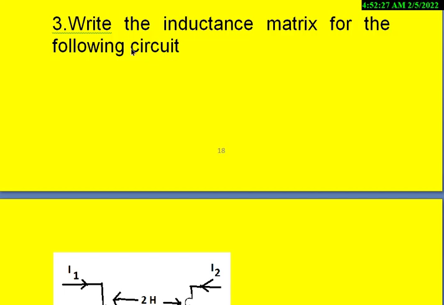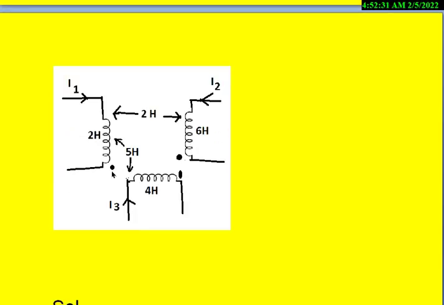So let us take another problem. Write the inductance matrix for the following circuit. If you look at this, there are three coils. This is first, second, third. And if you look at this, here we have the dot here, and here we have the dot here, and here we have the dot here.